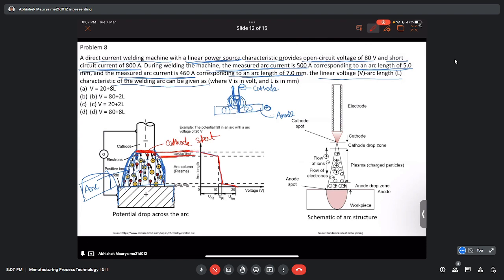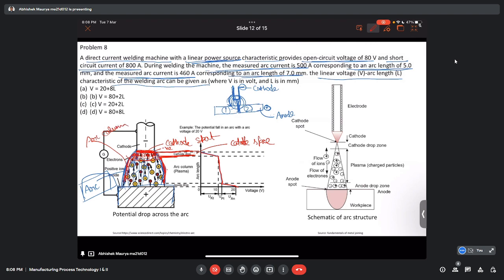Since this cathode is negatively charged, it is surrounded by some positive ions, and this small region of positive ions is called the cathode space. And after that, a long region comes, that is called the arc column.